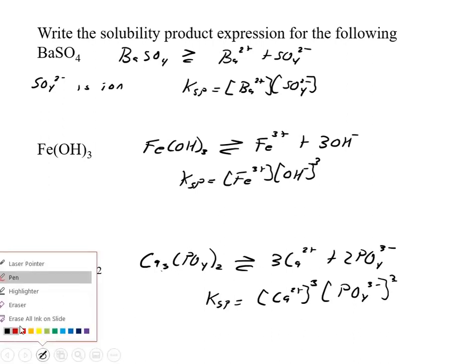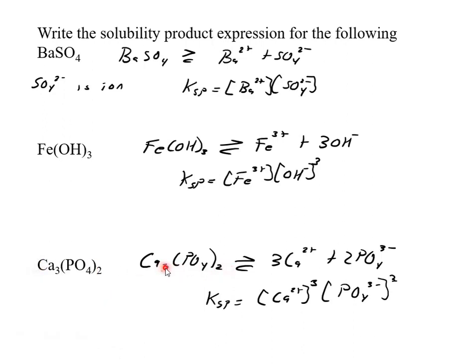So the important part is to realize that the subscripts become the coefficients, and then they become the powers. But for polyatomic ions, so this is sulfate here, the polyatomic ion stays as 1. So even though there's a 4 here, that stays as SO4, and so the coefficient there is 1. When there's more than one of them, there'll be parentheses, and then the subscript here becomes that coefficient, which becomes that power.